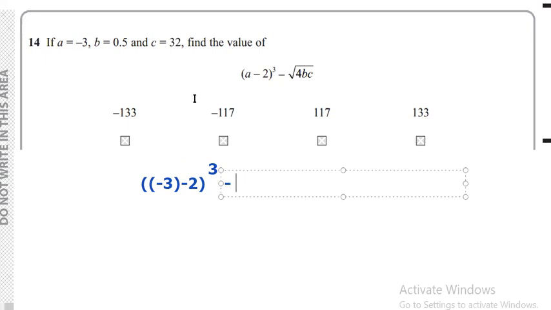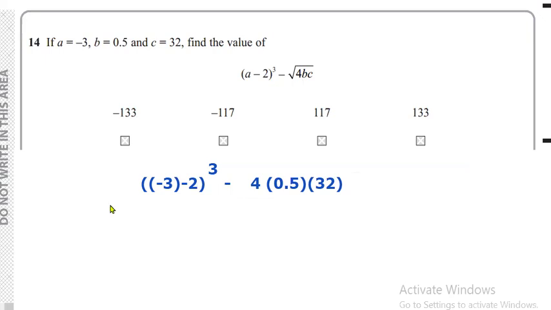Now, first, let's write 4 multiplied by b, which is a bracket, like this, and multiplied by c, which is a bracket. As I told you, when you remove a letter, you put brackets, and then you put the values inside the brackets. b is 0.5, so this one will be 0.5. And C is 32. So inside the bracket of C, we will have 32. And then we put the square root on top of them like this.